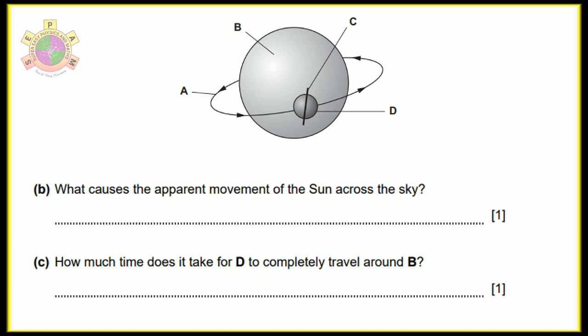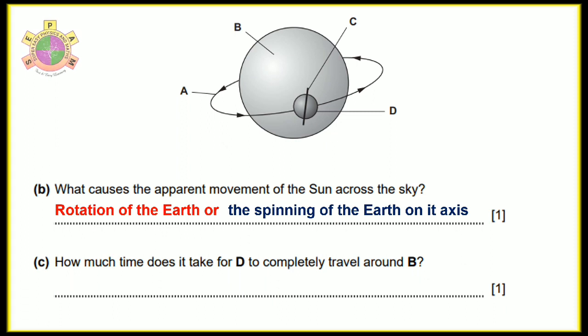What causes the apparent movement of the sun across the sky? The rotation of the earth, or the spinning of the earth on its axis. How much time does it take for D to complete travel around B? That is 1 year or 12 months or 365 and a quarter days.